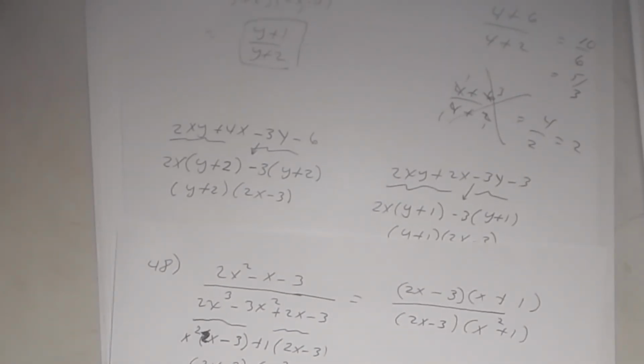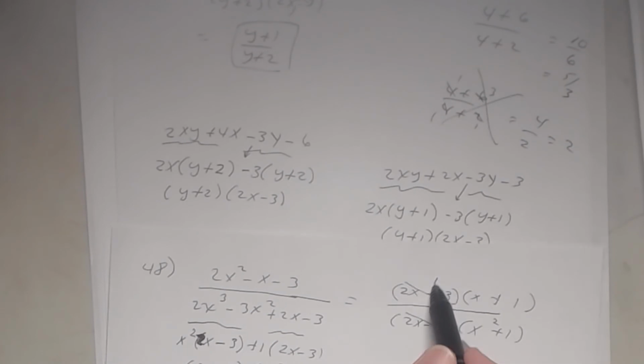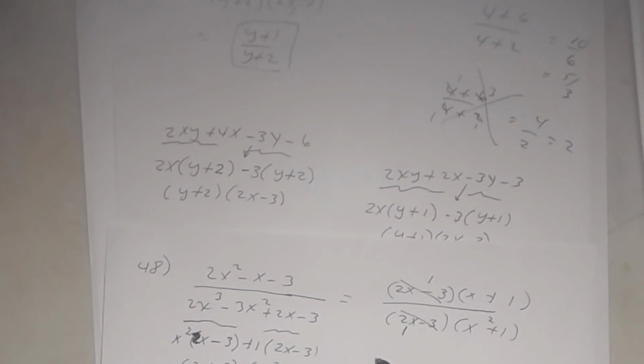All right, now reduce. These cross out, put 1 in their place. Then you have x plus 1 divided by what? x squared plus 1. You cancel that one. So x plus 1 divided by x squared plus 1.